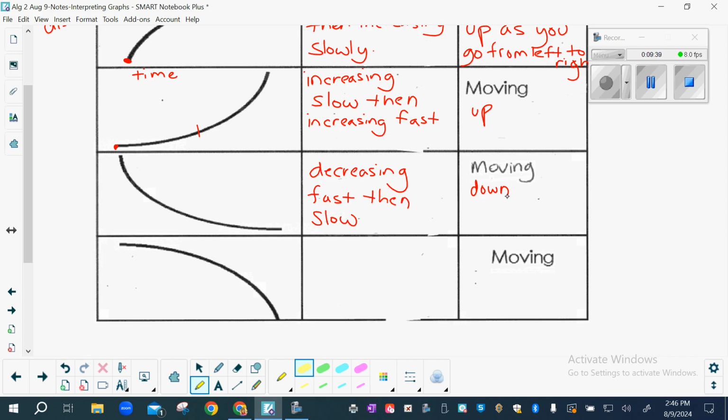So when we are decreasing on this one, it's decreasing again. And what are the speeds? This one is slow, then fast, because we're going quickly down that hill, for example. And it's moving in what direction? Down.